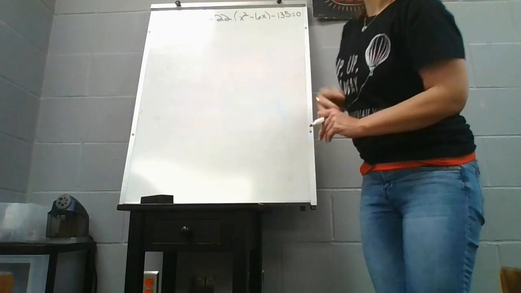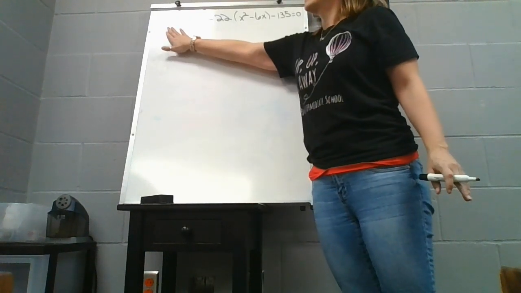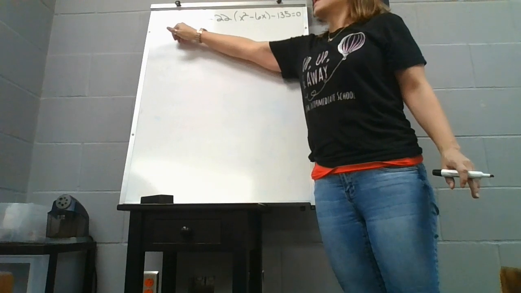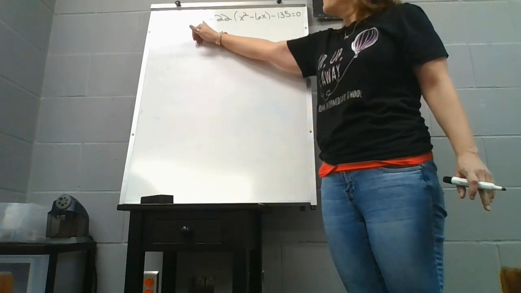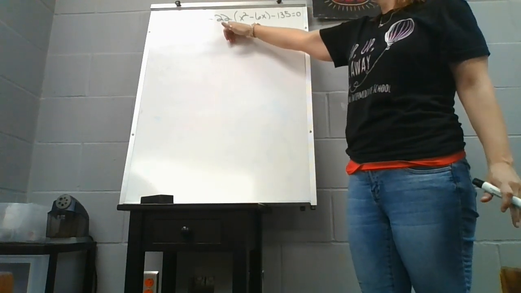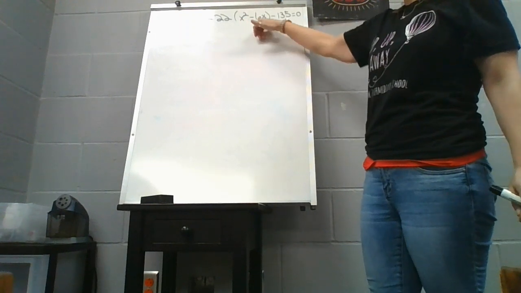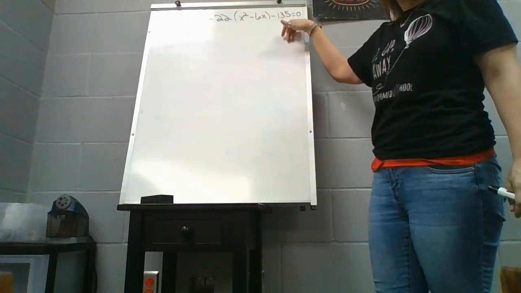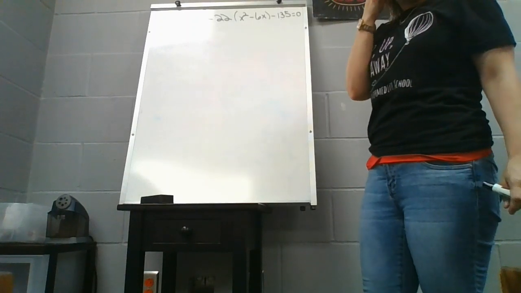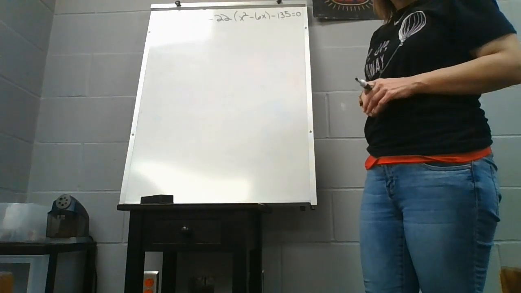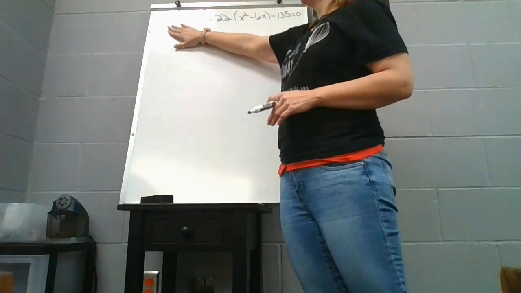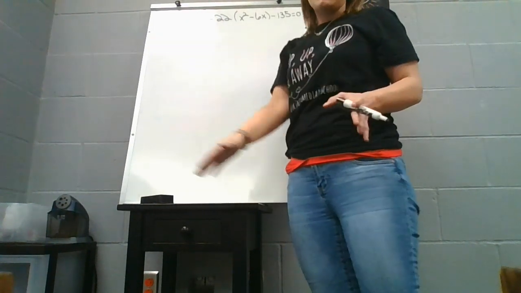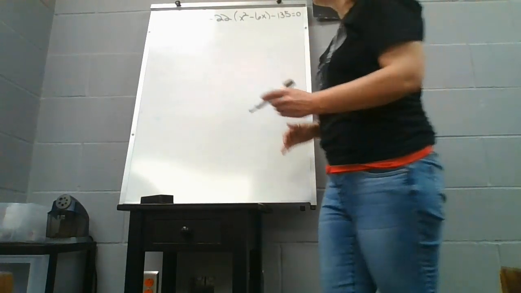But my equation that I'm doing is (x² - 6x)² - 22(x² - 6x) - 135 = 0. The first thing I'm going to do is let a letter represent x² - 6x. I'm going to use the letter W.